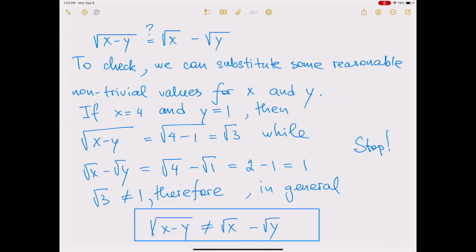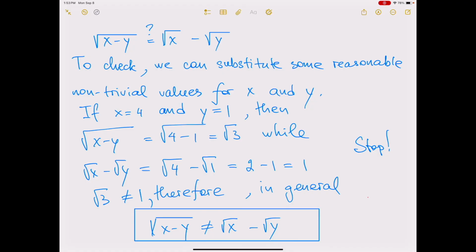Let's say I need to simplify square root of x minus y, and I think that it might be square root of x minus square root of y. One of the things I can do to check whether or not this formula truly works is substitute some non-trivial values instead of x and y. Let's say x is equal to 4 and y is equal to 1. Then square root of x minus y that I originally had is going to become square root of 4 minus 1, so it's square root of 3.